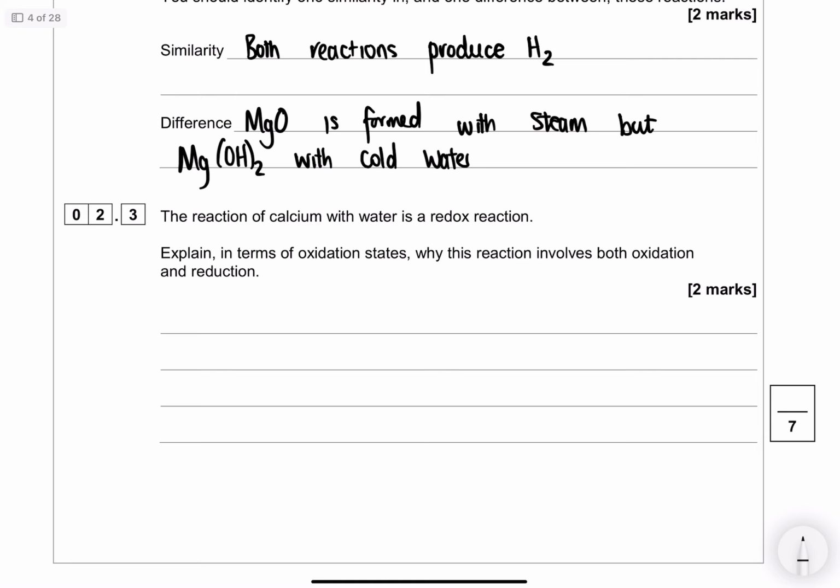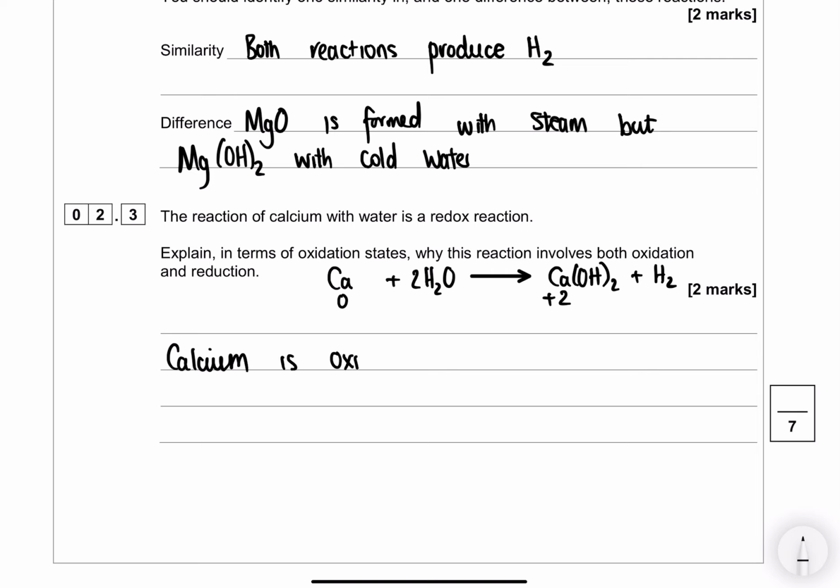The reaction of calcium with water, similar to magnesium with cold water, produces the hydroxide and hydrogen. In terms of oxidation states, explain why this involves both oxidation and reduction. So we can see that calcium is oxidized. We know that because its number goes up. Oxidation state increases, 0 to +2.